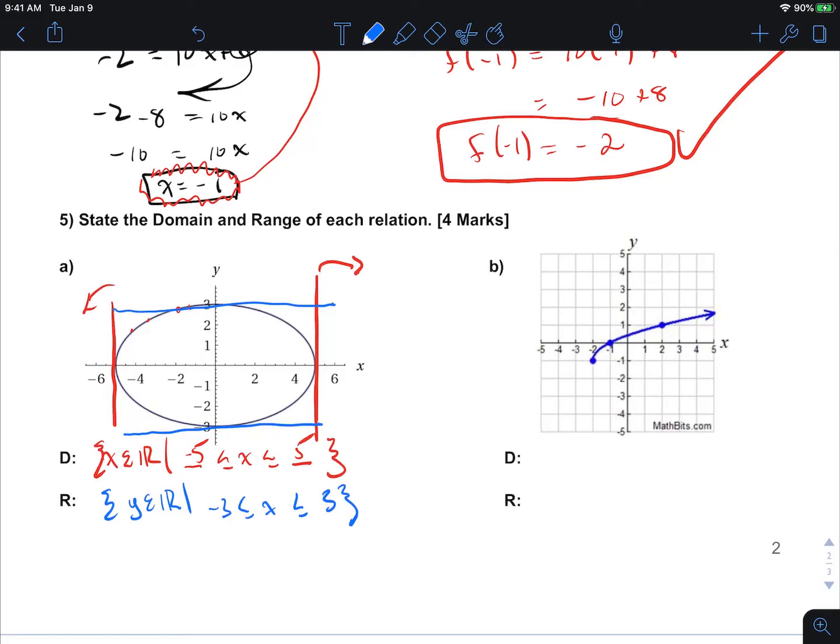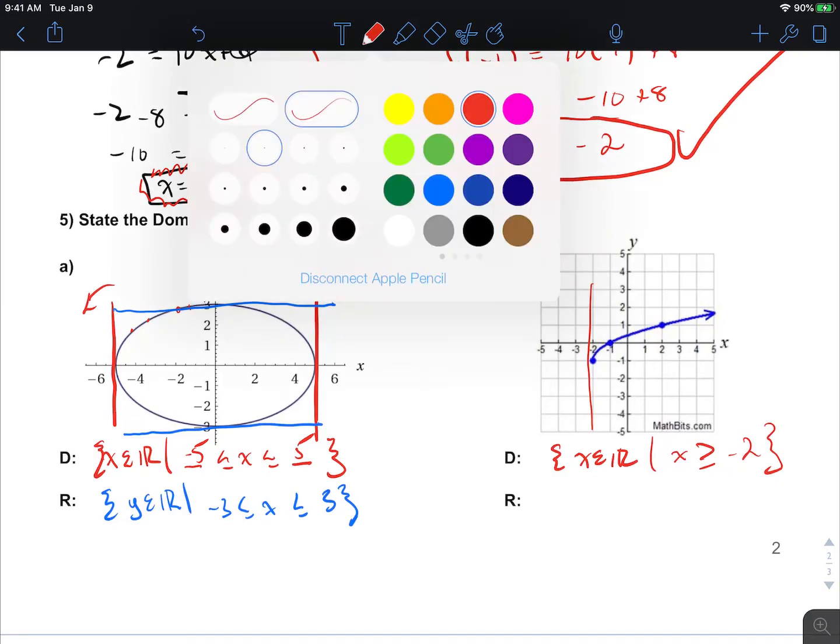Okay, last one, same thing. Never going to have any domain values less than -2. So domain, it's going to be x is a part of the real numbers, because it's continuous, such that x has to be greater than or equal to -2. And then the range, yeah.